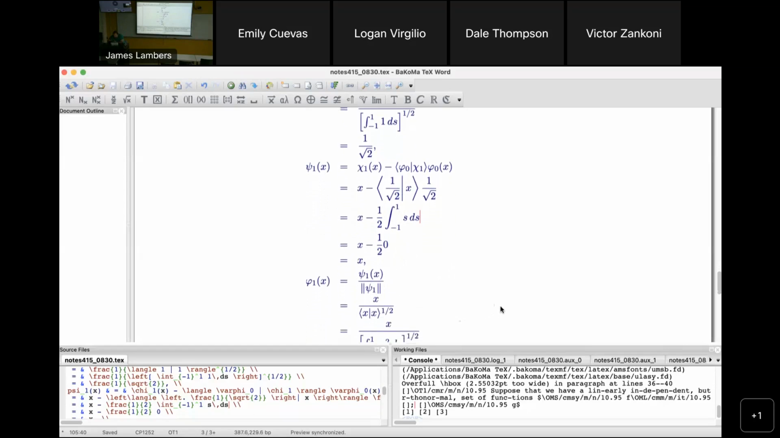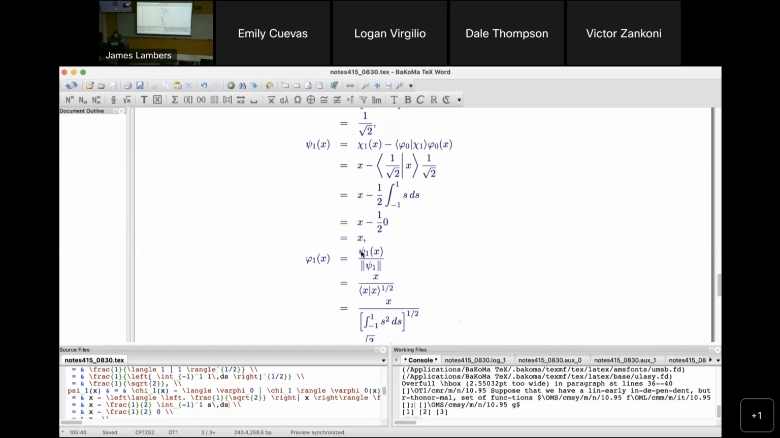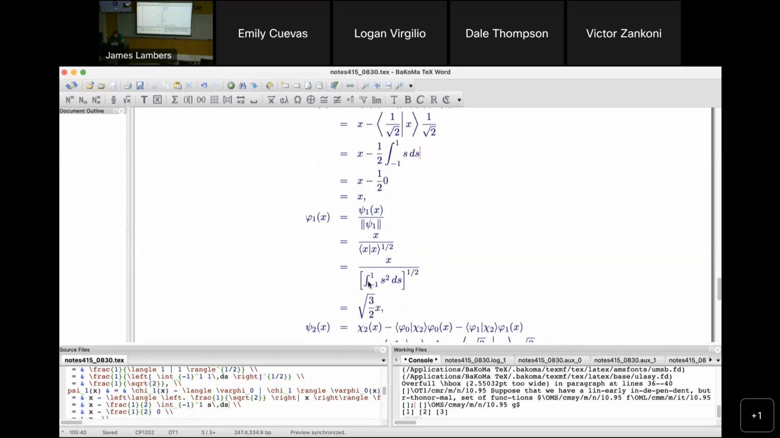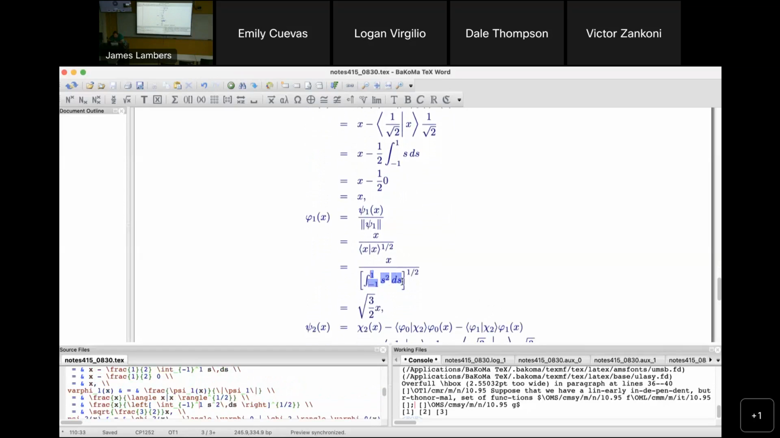And now I normalize it. So I need to divide psi 1 by its norm, which is the square root of the scalar product of psi 1 with itself. So now I'm going to work out this integral, which turns out to be 2/3. But then we take a square root of that, and we're dividing by that. So to finish off the algebra, it's square root of 3 over 2 times x. So that is phi 1.